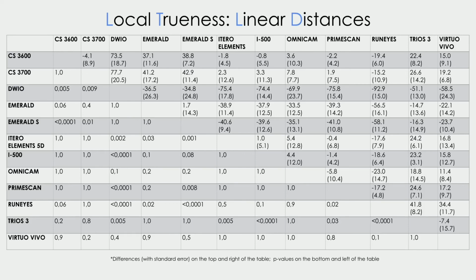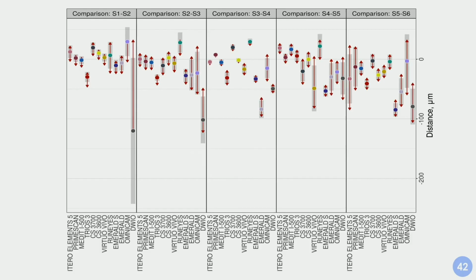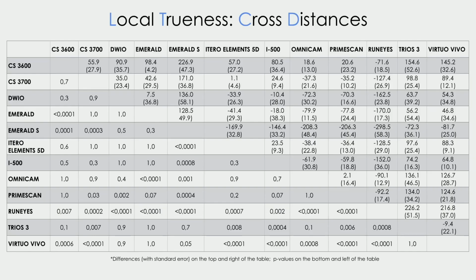local trueness linear distances, and we see the different distances with the different scanners. We can compare a couple of scanners, for example, at the bottom and left of the table, in order to understand if there's a statistically significant difference between them. And here the graphic representation, and once again, if the red arrows superimpose each other, there's no statistical difference in the quality of the linear measurement.